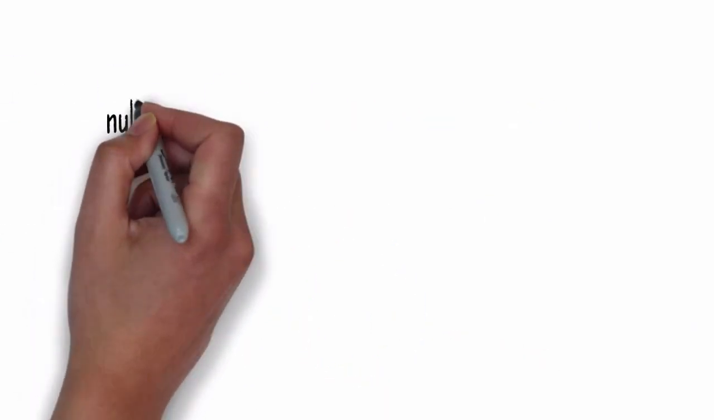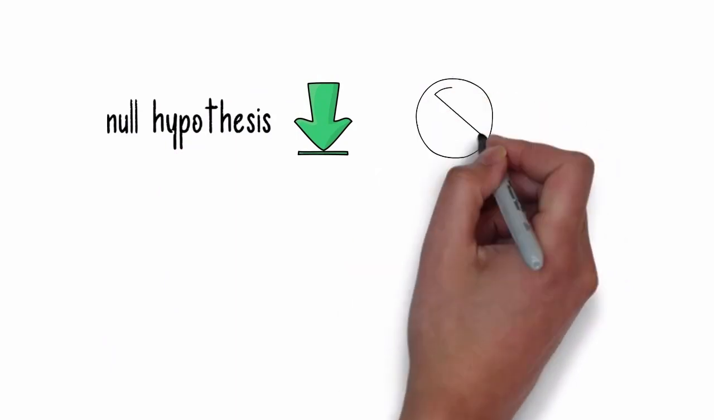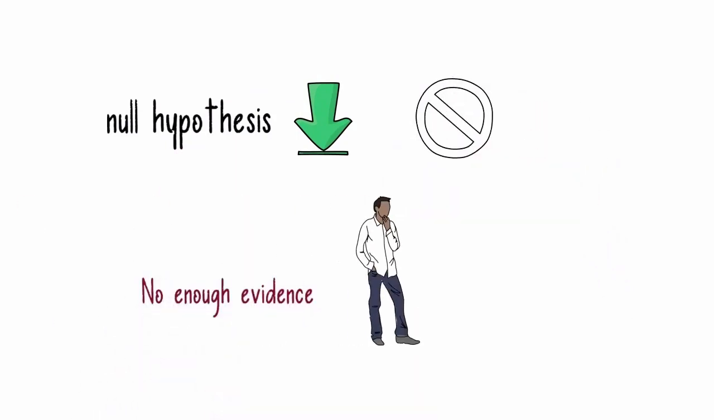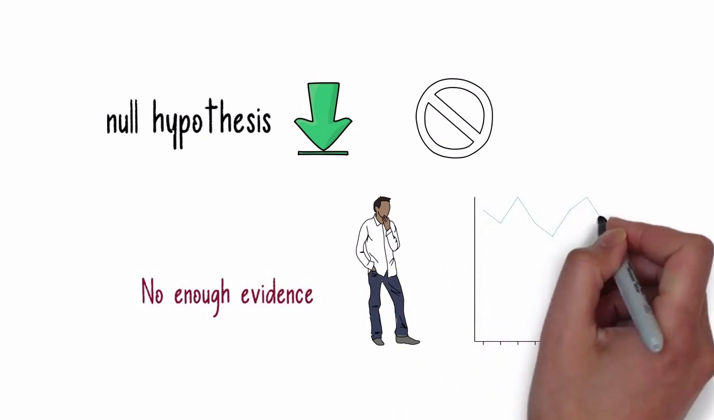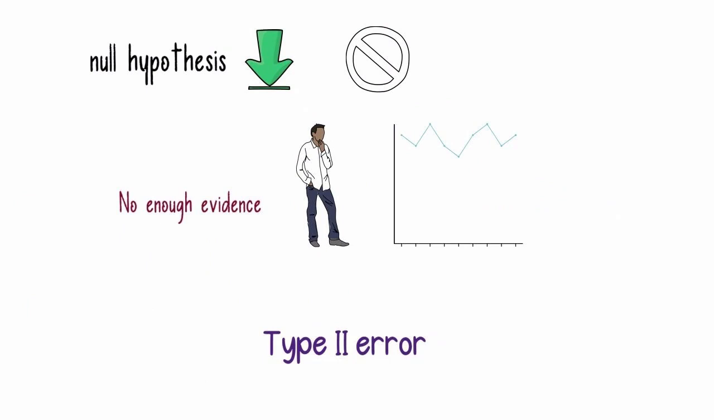It's important to remember that even if a study fails to reject the null hypothesis, it does not prove that the null hypothesis is true. It simply means that there is not enough evidence to support the alternative hypothesis. This is known as a type 2 error, where a true relationship between variables goes undetected.